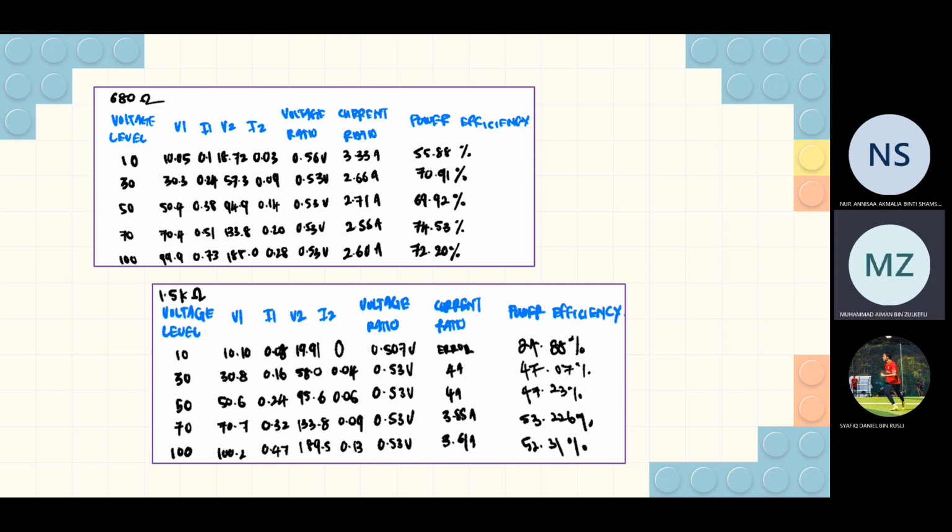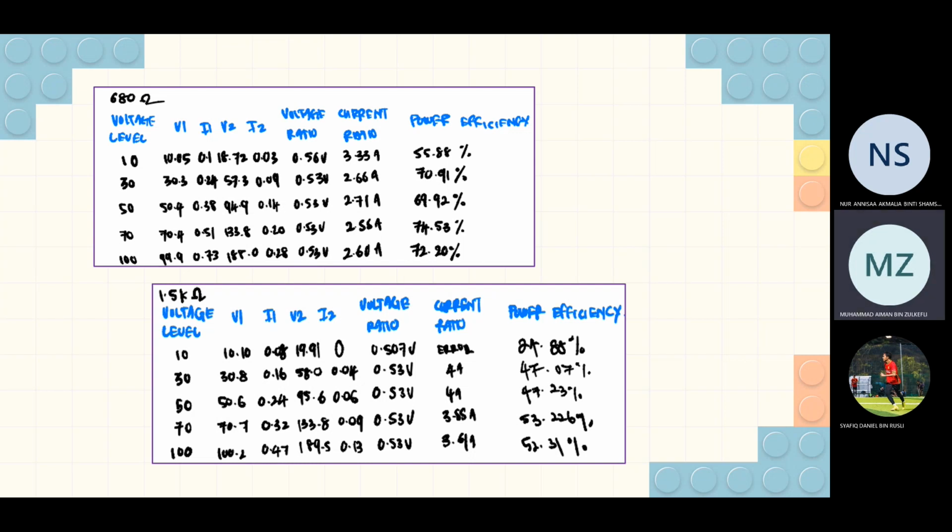So we move to the next load, which is 1.5k ohm. For the voltage level 10, we get V1 10.10, I1 0.08, V2 19.91, I2 we get 0.